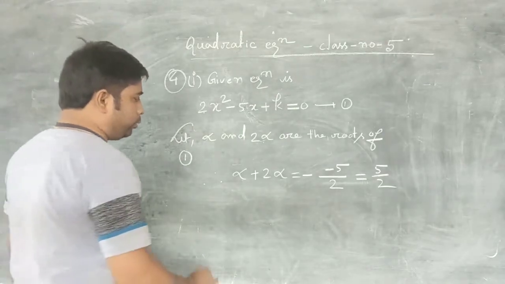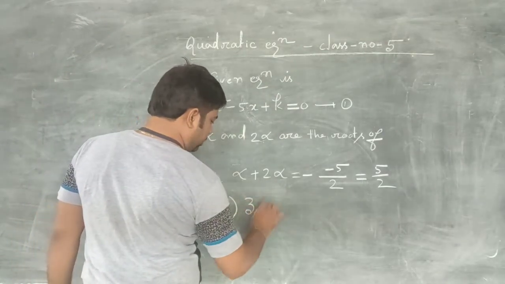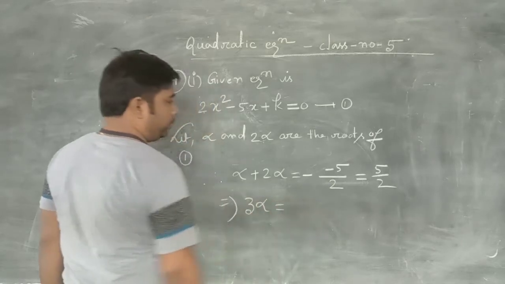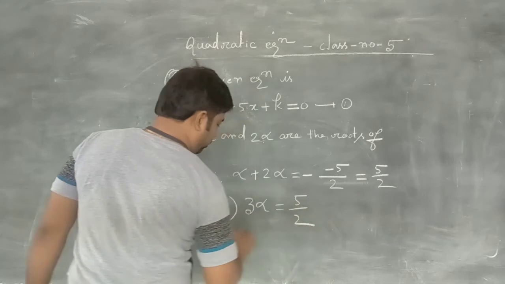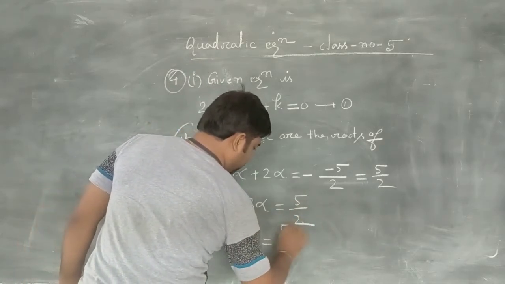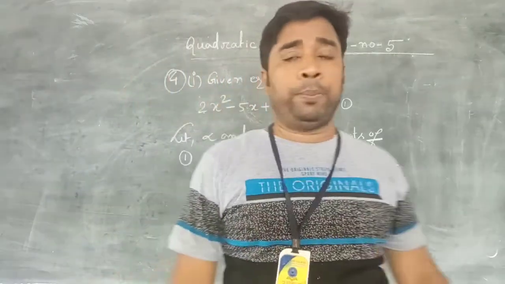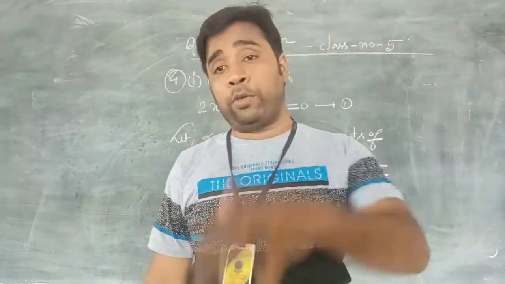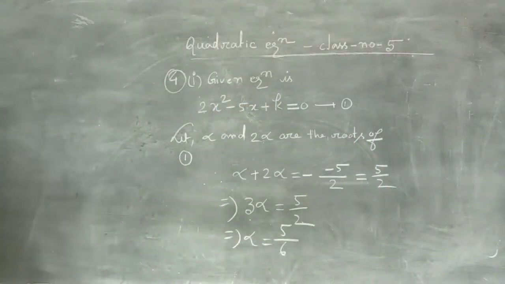So alpha plus twice alpha is thrice alpha, equal to 5 by 2. What is the value of alpha then? Alpha equal to 5 by 2, this 3 will come down, so this is 5 by 6. So you have got the value of alpha. But according to the question we have to find the value of k, not the value of alpha. So let us try to find the value of k now.